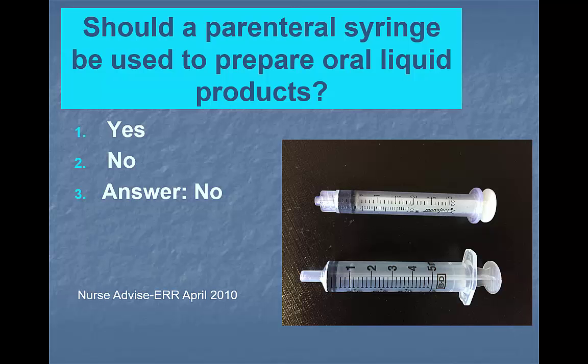So, if you are going to give something orally, do not put it in a parenteral syringe, because what's happened, I know it sounds remote and crazy, but nurses have gone in the room with oral meds in an IV syringe, went over, got distracted, and put the med in the IV. And we've had some deaths that way. So you can go to this nurse advised error. This was in April 2010 when this medication error happened. It was on a child, unfortunately. So that's why I encourage you always just to use an oral syringe for oral products. That way you can't make a mistake.